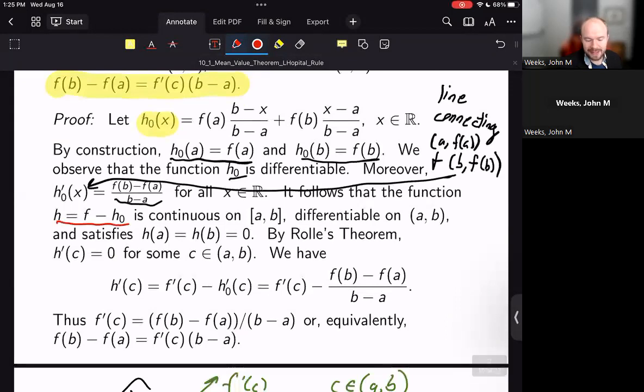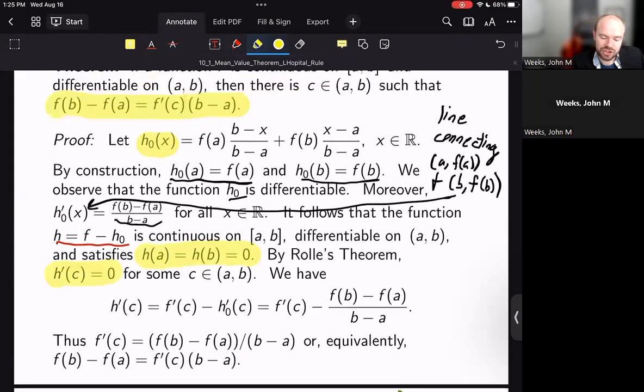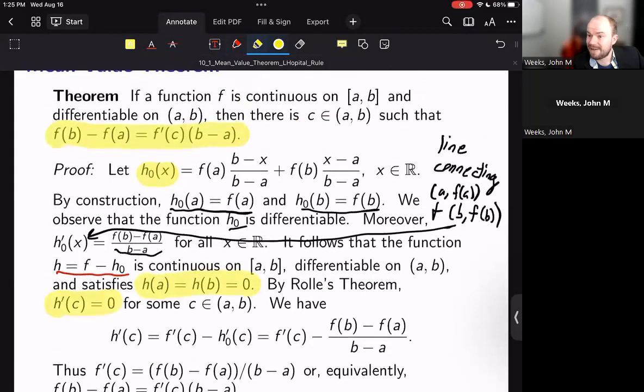So we're going to do exactly that. We're going to take the function h to be f minus h naught, and note that the 2 endpoints have the same y value, in this case, the y value of 0. Well, by Rolle's theorem, there's going to be a point where h prime of c equals 0. The only thing I need to show is that the value c that I found satisfies this equation.